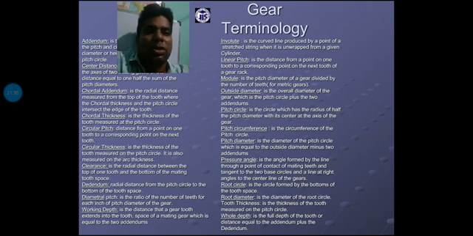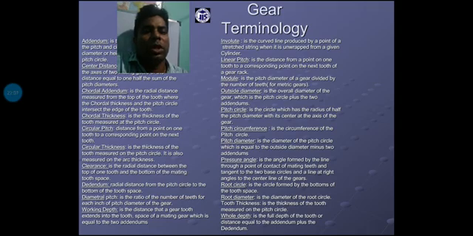Next, pitch diameter. It is actually the diameter of the pitch circle, which is equal to the outside diameter minus two addendums.